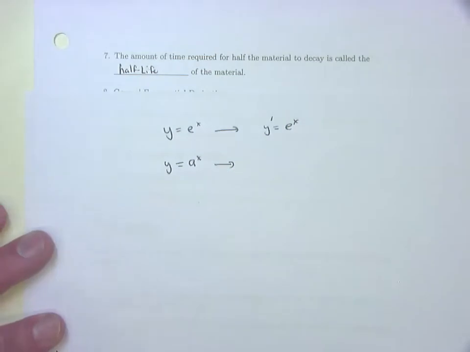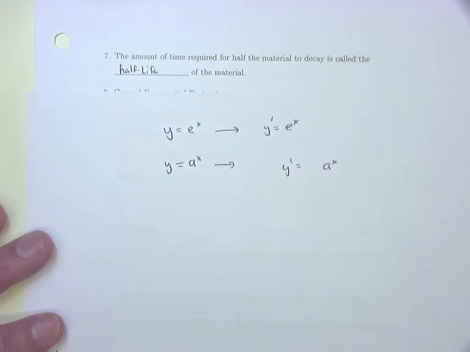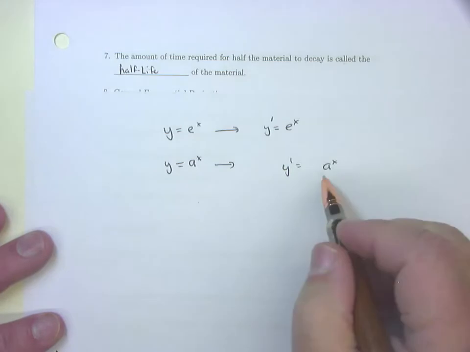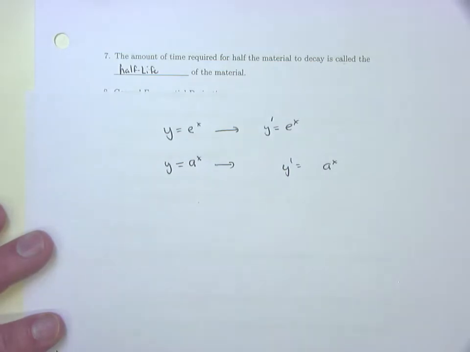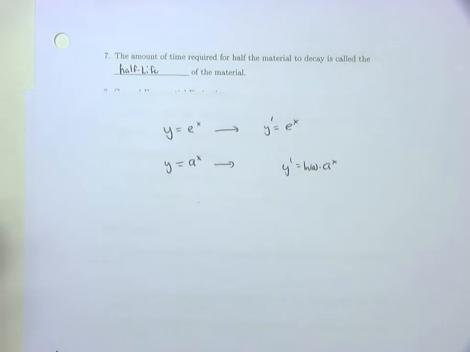And the pattern is that the derivative of a to the x, where a is a different base than e, is still going to be a to the x, but since you did not have that e, you have to have an adjusting factor. Your adjusting factor is times the natural log of a. So the derivative of a to the x is the natural log of a times a to the x. You still get a to the x back again, but you have this constant adjusting factor for not having e in the problem.